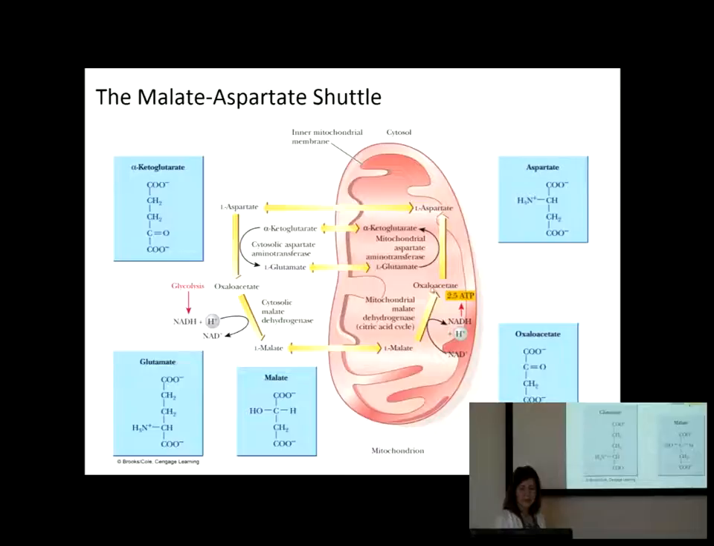We then take the oxaloacetate and transfer a group, and we make aspartate that can go back out. I don't really need you guys to remember that part. It's part of the name, so that's why I need you to remember it. But really, malate crosses the membrane, NADH to NADH. Fair enough?